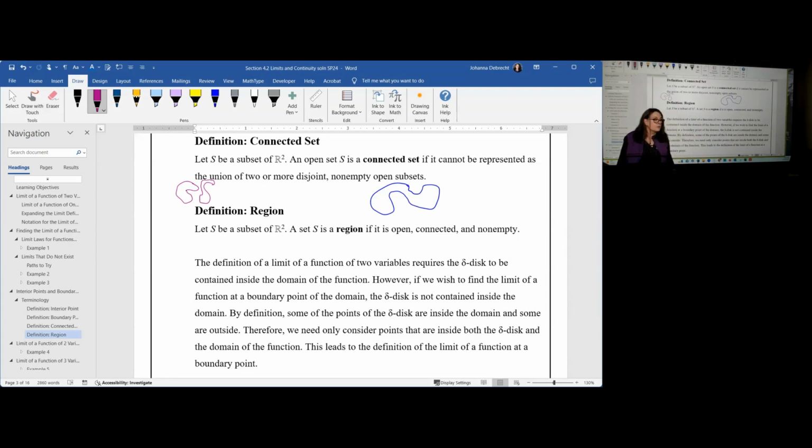What do we call a region? A set S is a region if it is open, connected, and not empty. So basically, this becomes a region, but when it consists of two disjoint sets, we don't call it a region. It actually consists of two regions, so it's not a single region.